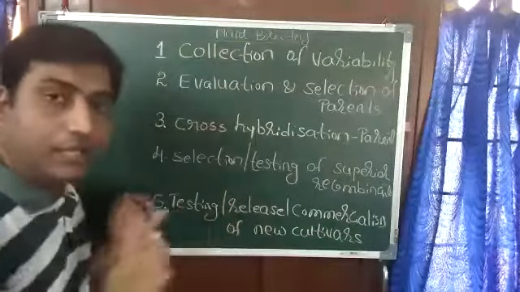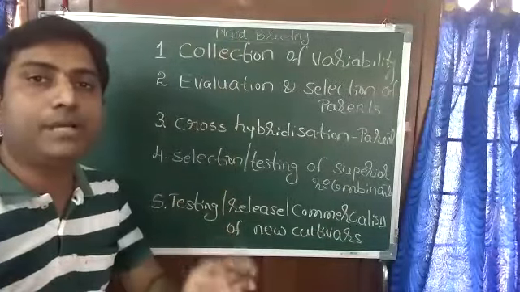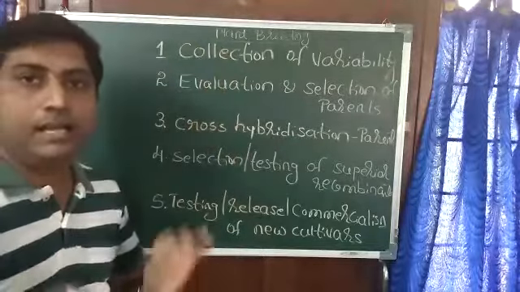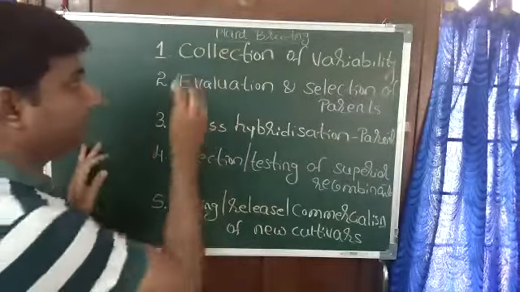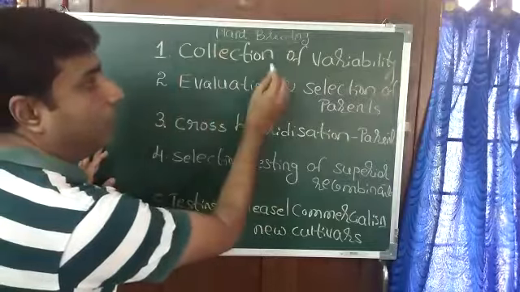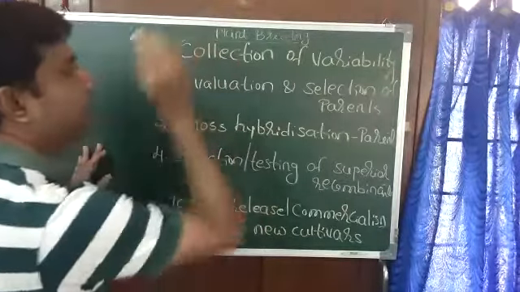Plant breeding involves these 5 steps. These 5 steps are involved in the process of plant breeding. Which are the 5 steps? Let us study one by one. First step, collection of variability. This is the first step.